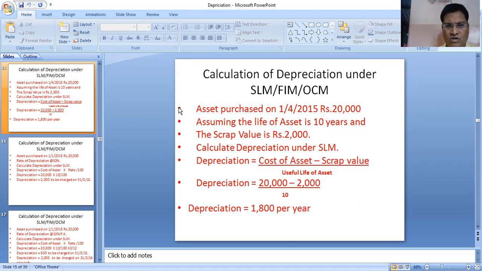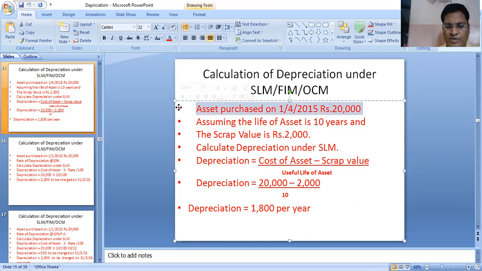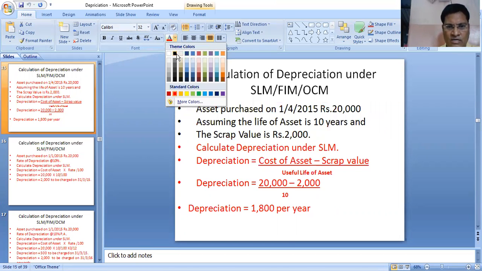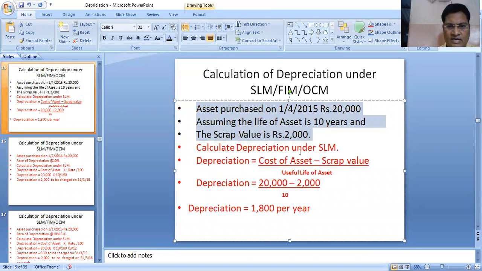Asset purchased on 1/4/2015, rupees 20,000. Assuming the life of the asset is 10 years and the scrap value of the asset is 2,000. Let's calculate the depreciation under SLM. So let's understand how to calculate depreciation under SLM. Depreciation is cost of asset minus scrap value by useful life of the asset.